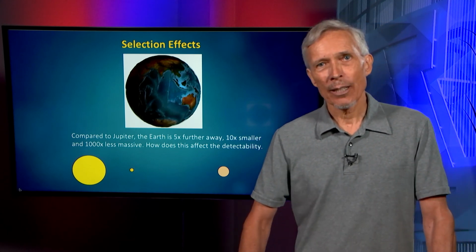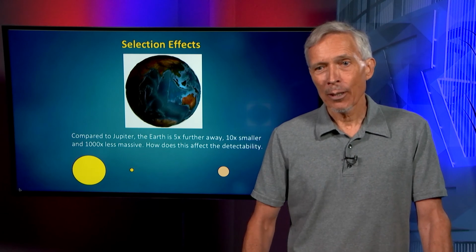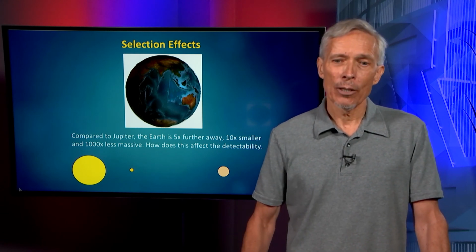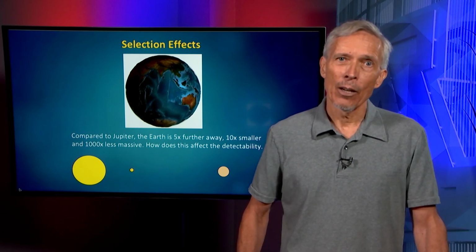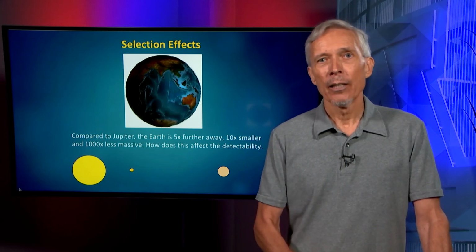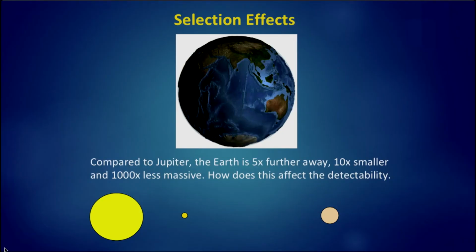Just to illustrate the selection effects of the main methods, let's compare two situations. We'll take a solar system analog, and we'll talk about the Sun, Jupiter, and the Earth. And so we're asking about the difficulty or ease of detecting a Jupiter around a Sun or an Earth around a Sun.